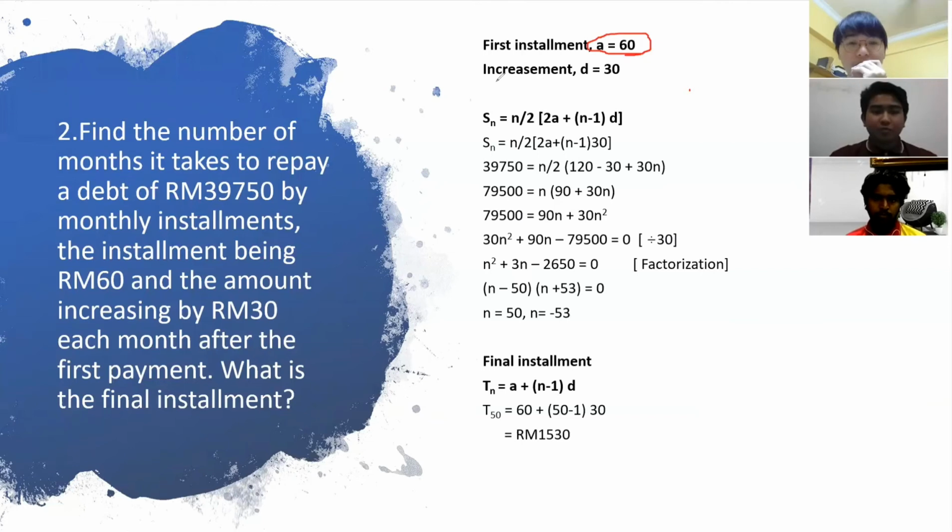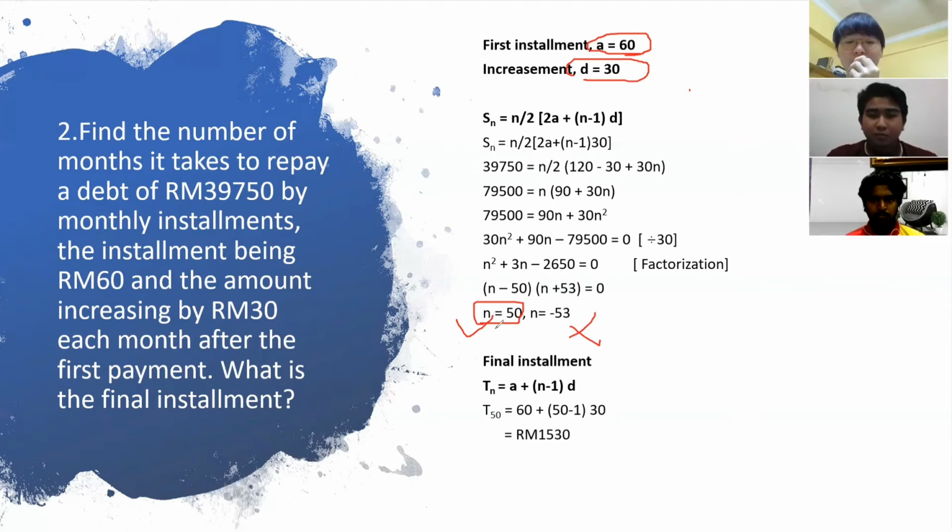Okay. And then another D, the common difference, because it's increasing by 30 ringgit each month, means that it's 30. So we put in the formula. So we will get n equal 50. Why can we not use the negative 53? Because it's negative, so we must use the positive one. This one cannot be used.